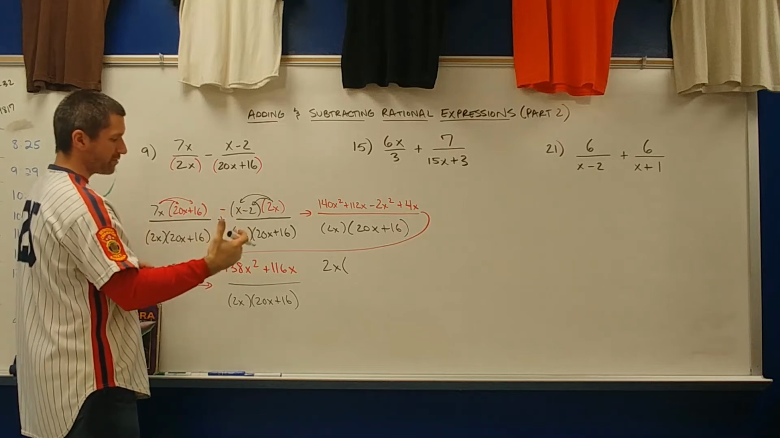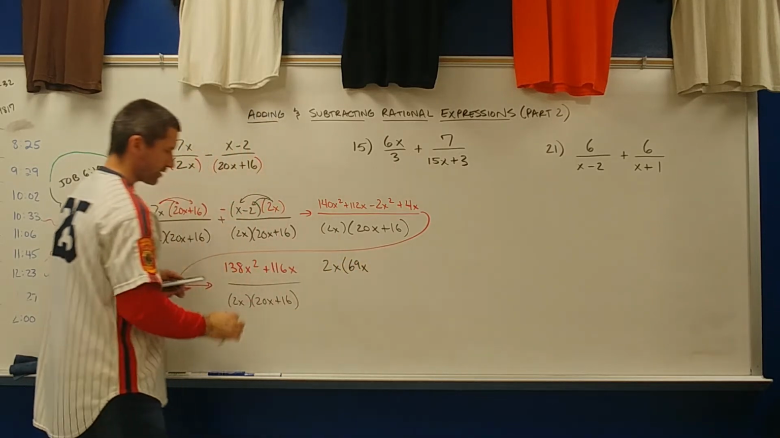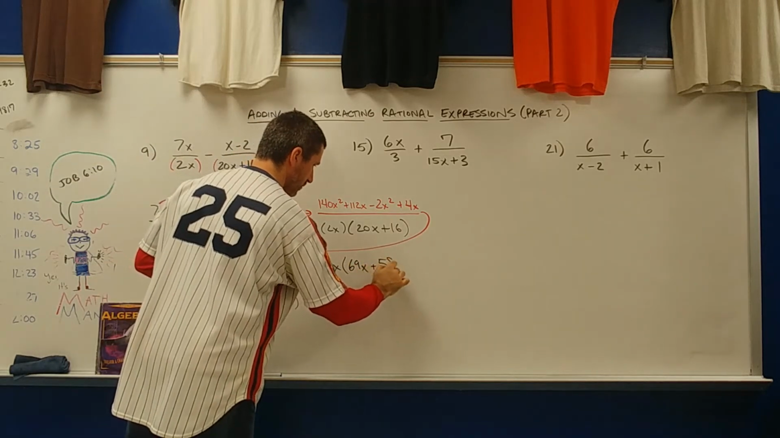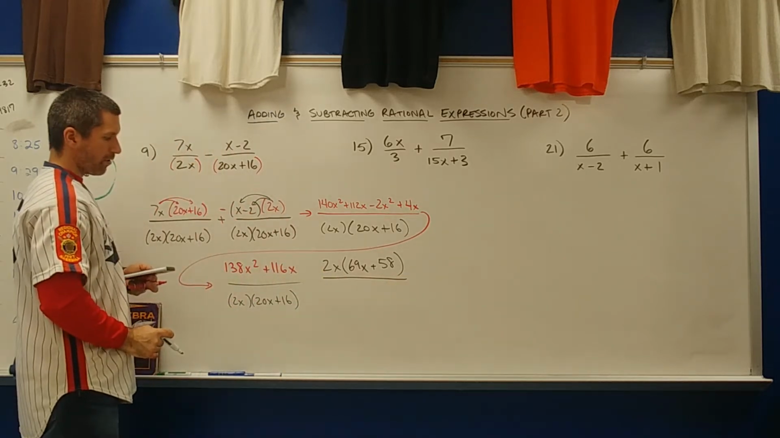Divide both terms by 2x. This one turns into 69x, and this one divided by 2 is 58. Okay. All over. Oh, that's interesting.